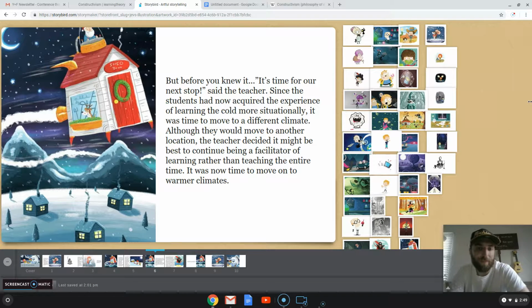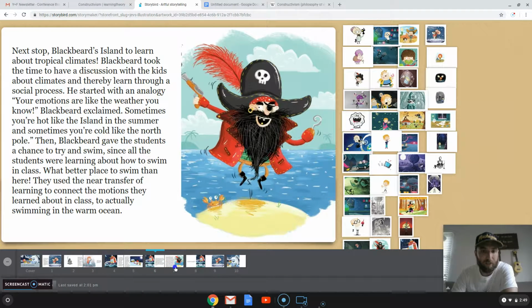"But before you knew it, it's time for the next stop," said the teacher. Since the students had now acquired the experience of learning the cold more situationally, it was time to move to a different climate. Although they would move to another location, the teacher decided it might be best to continue being a facilitator of learning rather than teaching the entire time. So instead of just talking the entire time, he would spark a conversation and then facilitate that conversation among the students. And so now it was time to do that, but in warmer climates. Wonder where they're going to go.